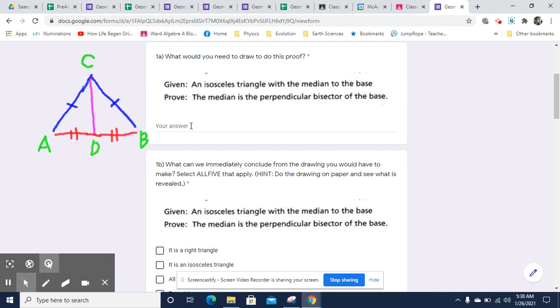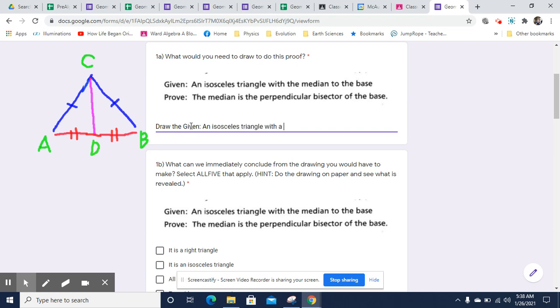So what we need to do is draw, given an isosceles triangle with a median drawn to its base. And the base of an isosceles triangle is, of course, the side that is not the congruent ones.